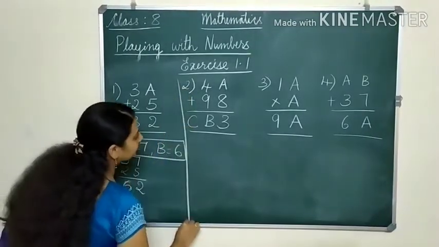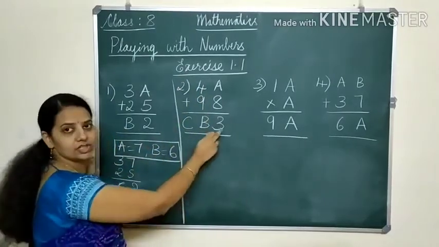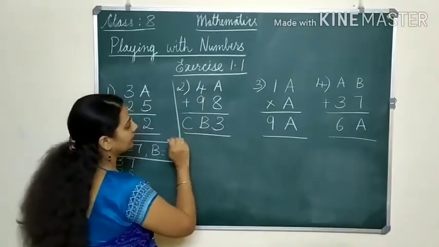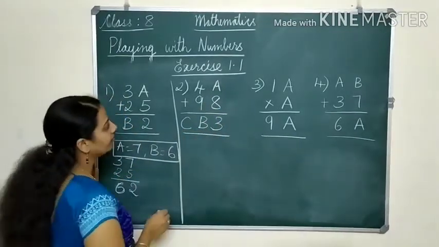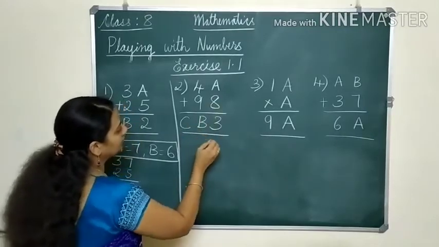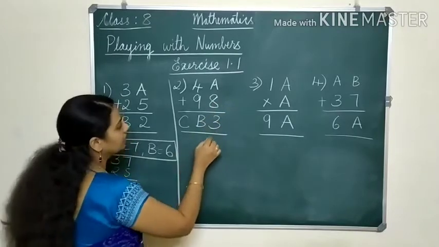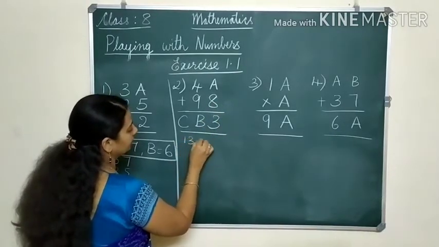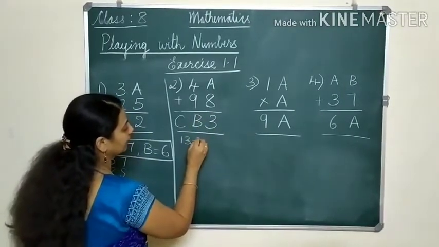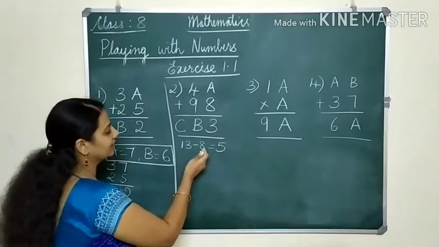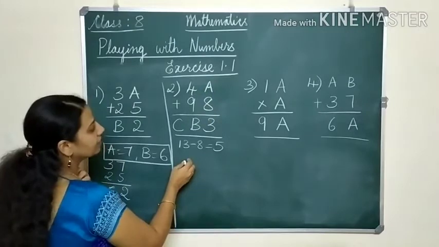Now coming to the second one. 4A plus 98 gives you a 3-digit number, CB3. We have to find the value of A, C and also B. The same way, now this has to be 13 because 8 is greater than 3. So which number, if you add to A, take the value of A, you will get 8? That is 13 minus 8 is 5.